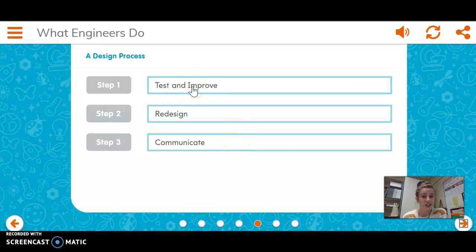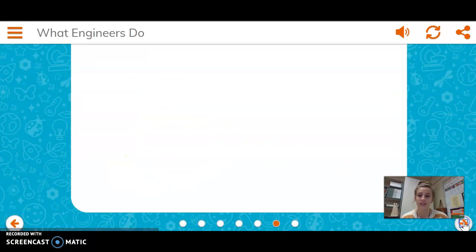Then we come to step 3, which is test and improve. When engineers build something or they plan something, it might not always work as they want it to. Things can always go wrong or just not work how we expect them to. So that is when the engineers are going to test it and they're going to make it better if they need to. Then step 4 is to redesign. So if something didn't work and they tested it and now they've improved it, they're redesigning just to make it better. And then their last step is to communicate.